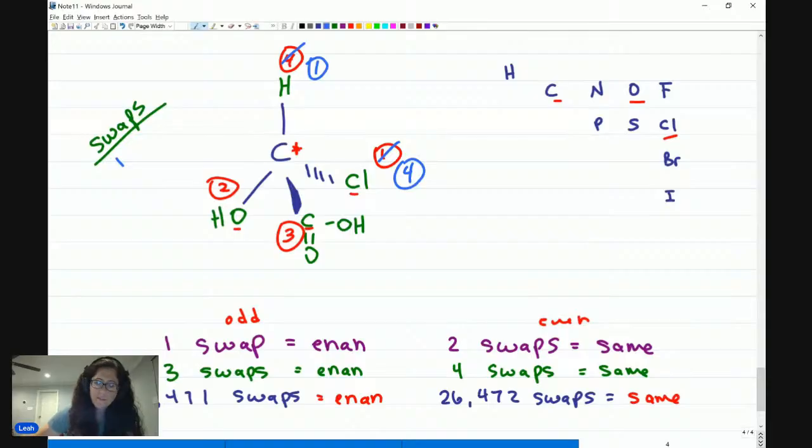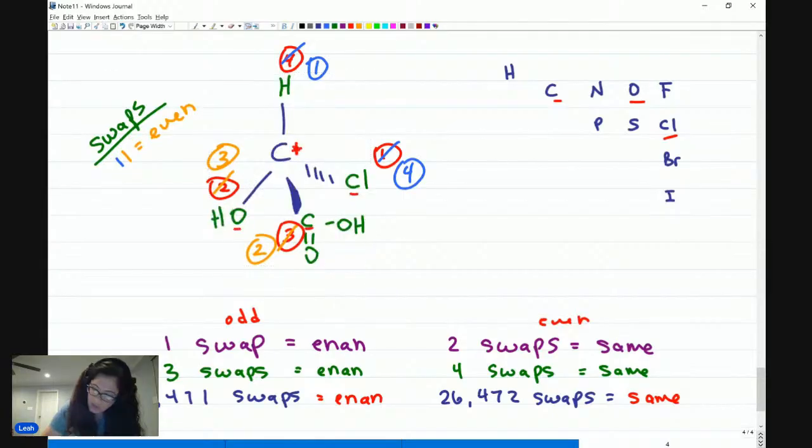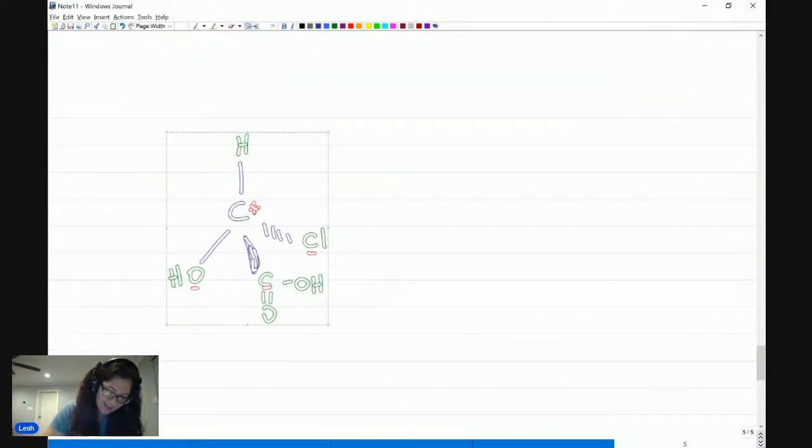For my second swap, it doesn't matter what I move, so long as I don't touch number 4, because I need to have that in the back. And so let's do that. 2 and 3 as my random second swap. I have a total of 2 swaps. It's an even number of swaps. That means the chirality of the new molecule is the same as... Oh, I got ahead of myself. Ignore everything I just did here, because I want to show you something else. And then I'm going to come back to that.